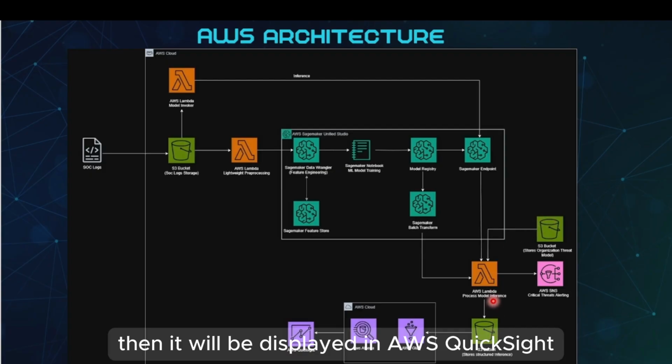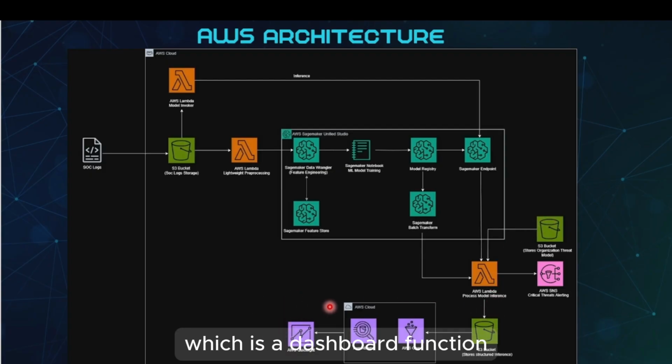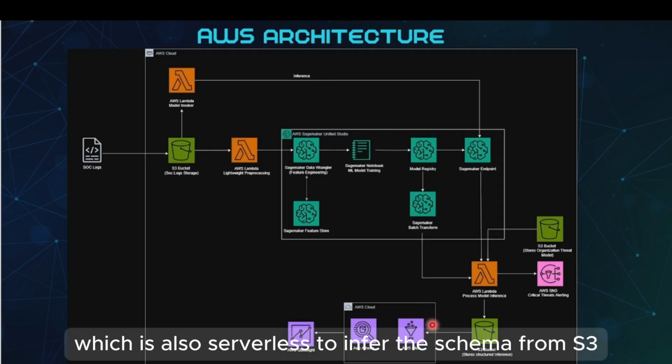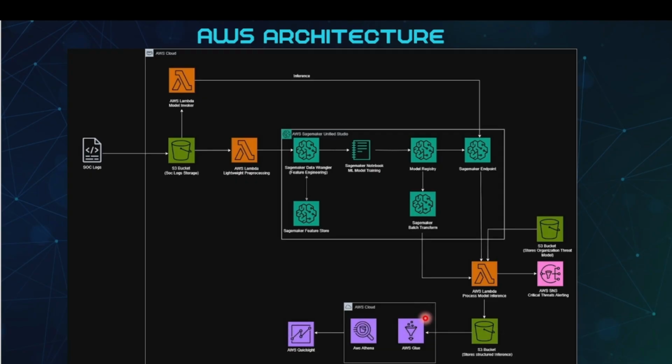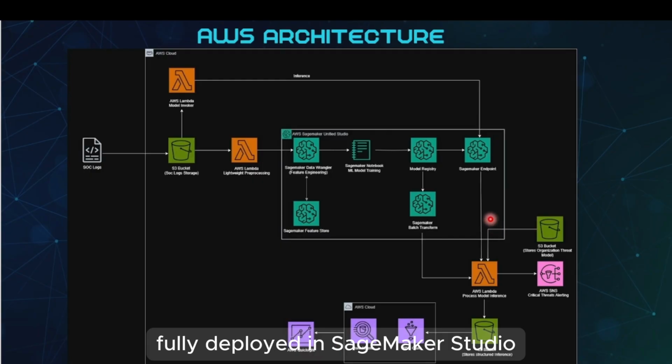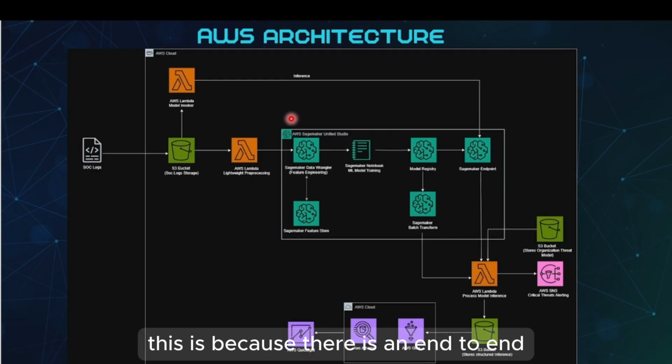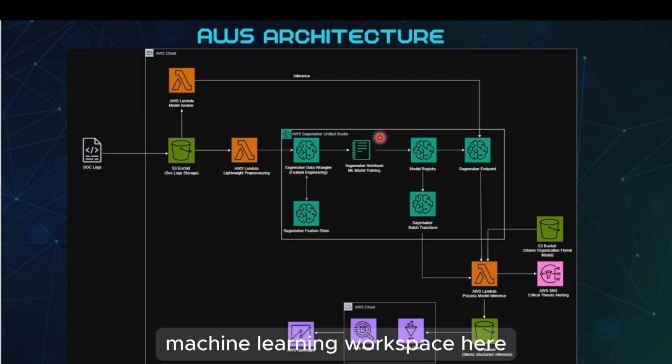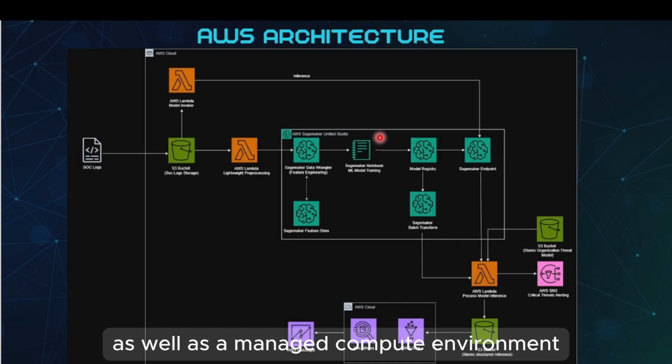Then, it will be displayed in AWS QuickSight, which is a dashboard function. We decided to use QuickSight as it has native AWS connectors, as well as AWS Glue, which is also serverless, to infer the schema from S3. Our SageMaker pipeline is fully deployed in SageMaker Studio. This is because there is an end-to-end machine learning workspace here, as well as a managed compute environment.